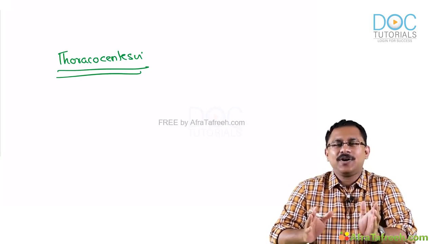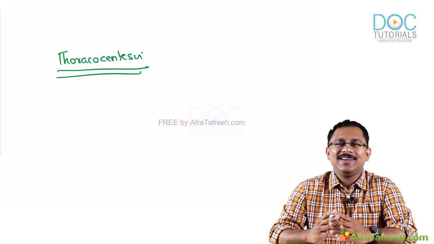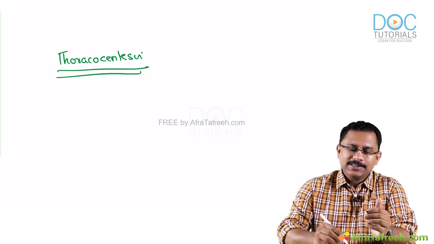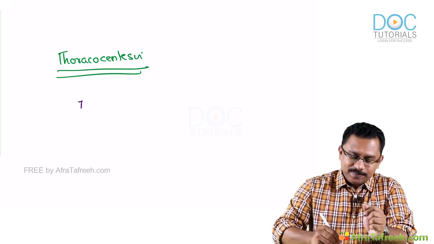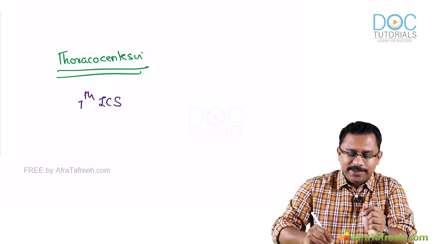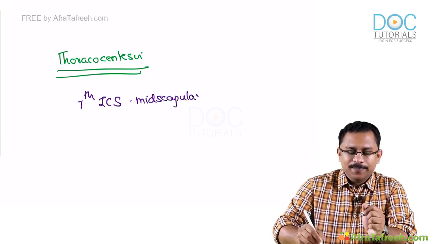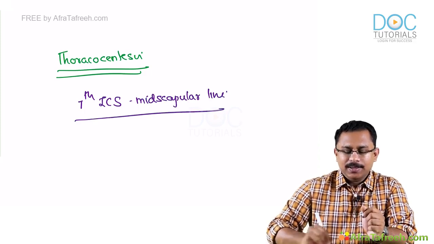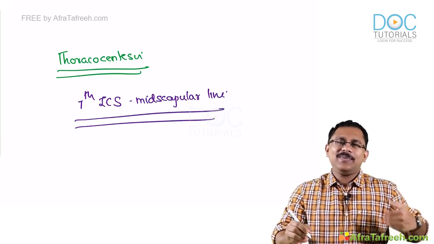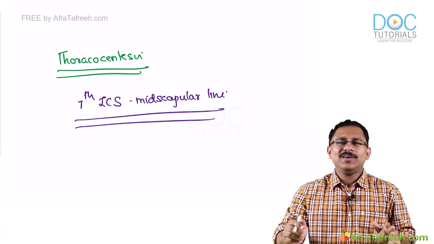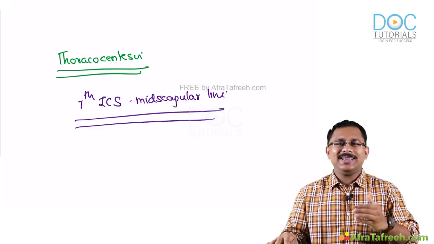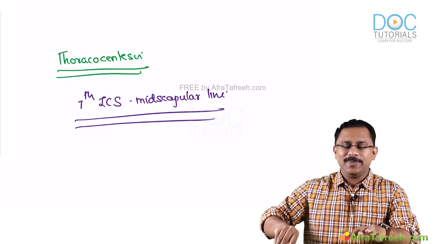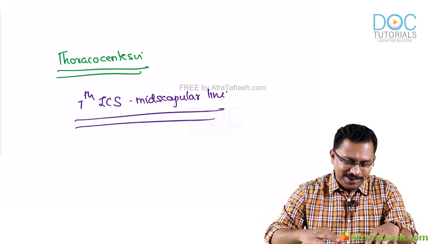Regarding the site selection for doing a thoracocentesis, see, the ideal site is the 7th intercostal space in the mid-scapular line. Okay, mid-scapular line. See, if you ask me, can you do it in the mid-axillary line? You can, but again, the safer procedure is when you do it in the 7th intercostal space in the mid-scapular line. I'll just show you a demonstration.